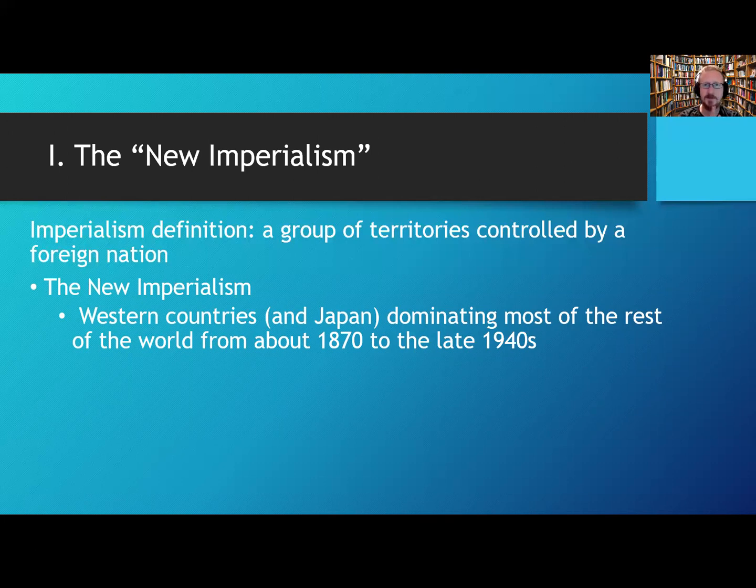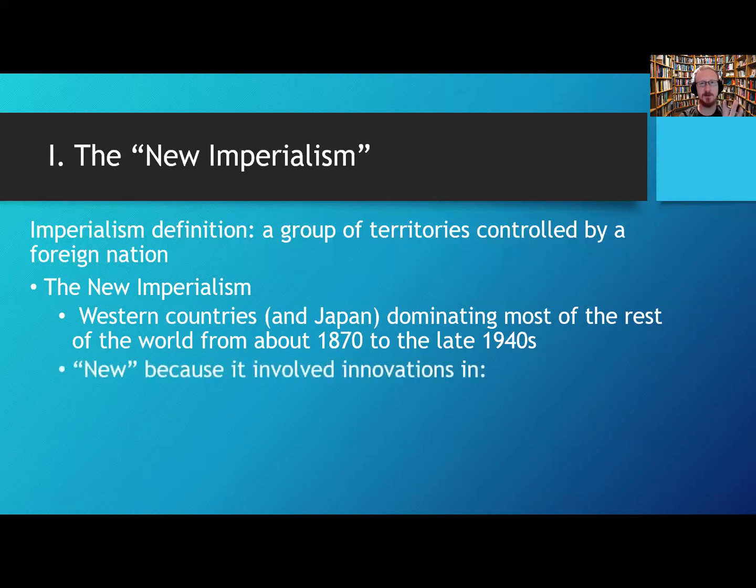And this lasts from about 1870. I would go sooner than that. Historians kind of benchmark it at 1870. I'd go sooner, 1840s probably, to the late 1940s. After World War II, these empires start falling apart. But for the better part of a century, a small cadre of countries that modernized before the rest of the world seek to dominate the rest of the world.